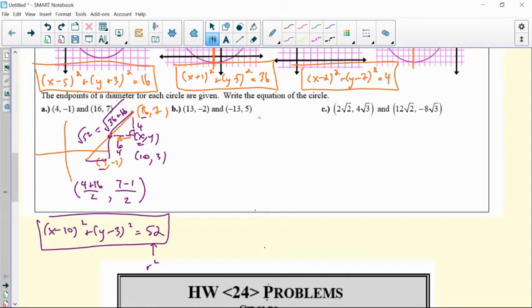Very similar process. So 13, negative 2 sits here. And then negative 13, 5 is up here. And again, think about the average of the x values: negative 13 plus 13, which is 0. 0 over 2 is 0. So my center is 0. And then 5 and negative 2 is 3. Half of 3 is 1.5, or 3 halves.